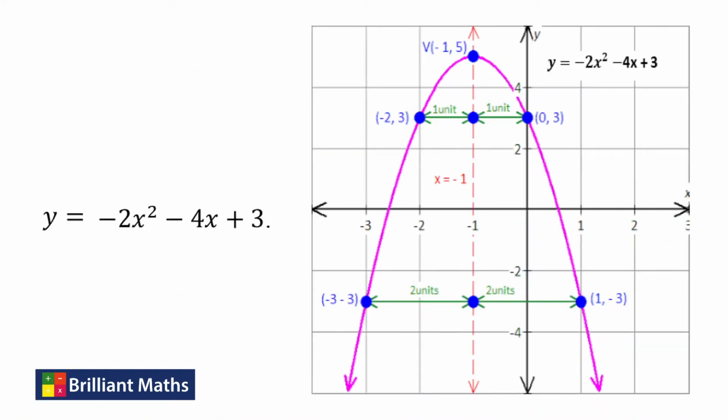On your screen, you can see the graph of y is equal to minus 2x squared minus 4x plus 3. It's a parabola that opens downwards. The coefficient of the quadratic term is -2. So it opens downwards. So it has a maximum point. You can see the maximum point there. At the maximum point, the coordinate of x is -1, and the coordinate of y is 5.